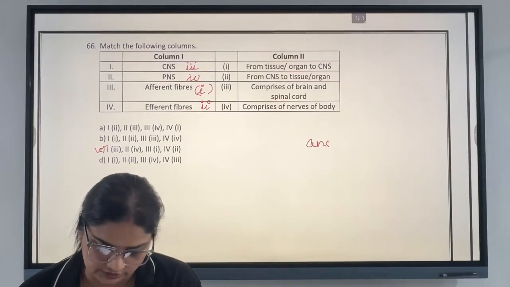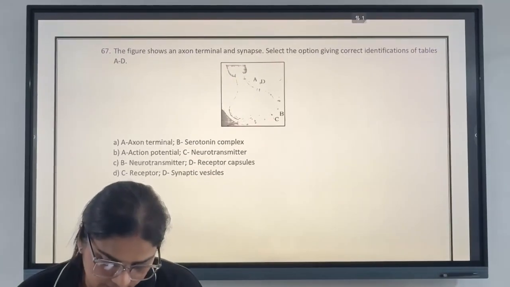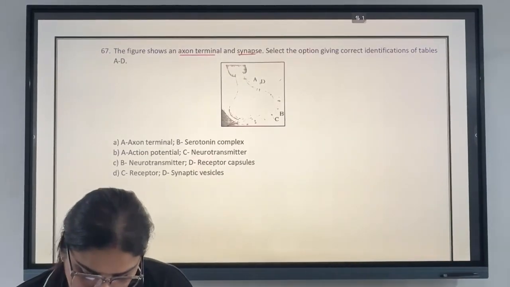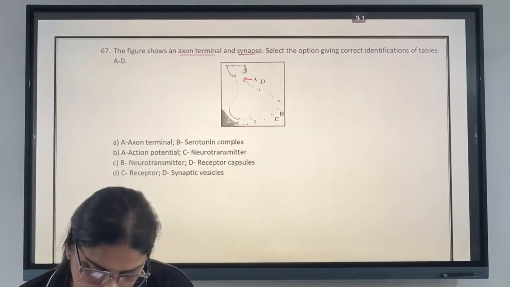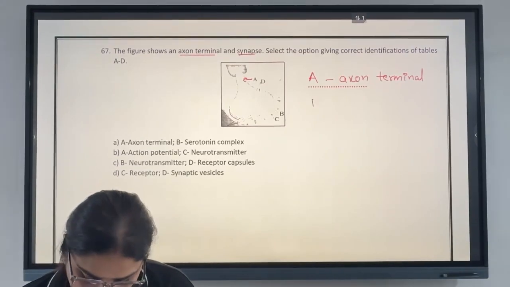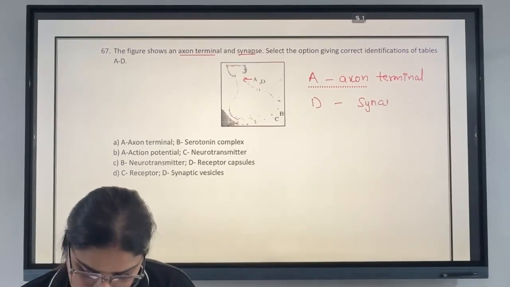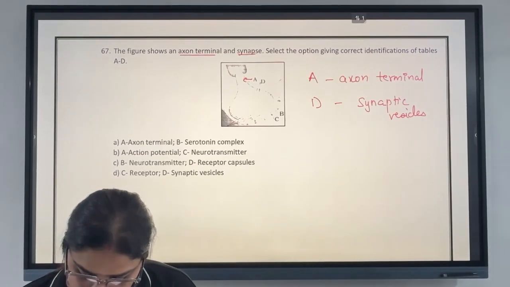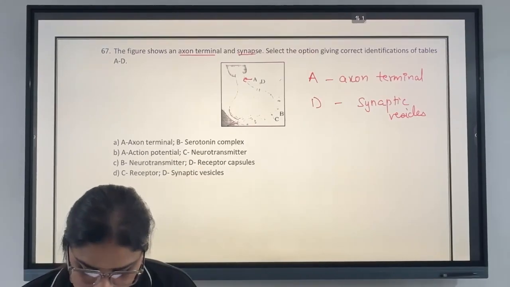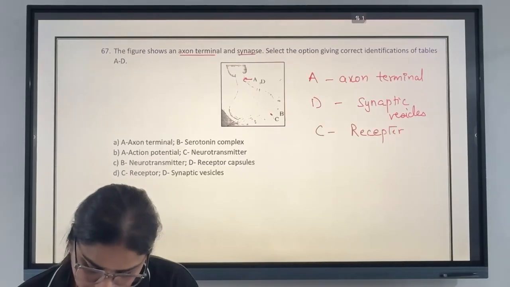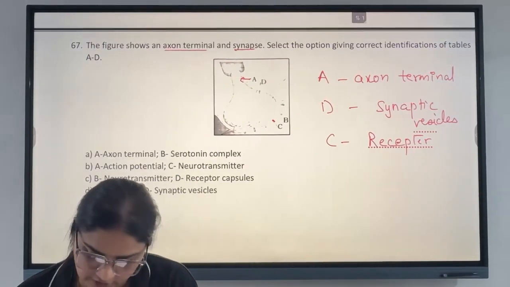Coming to 67th question, it's a diagram based question. The figure shows axon terminal and synapse. Select the option giving correct identifications. A is axon terminal. D are synaptic vesicles. C are the receptors present on the postsynaptic membrane. And B is the postsynaptic membrane. So let's see which is the correct option.